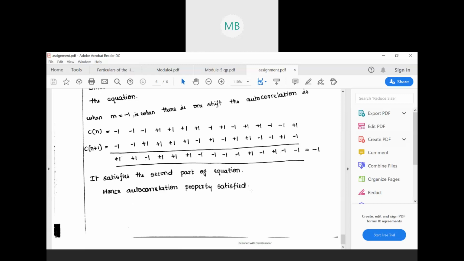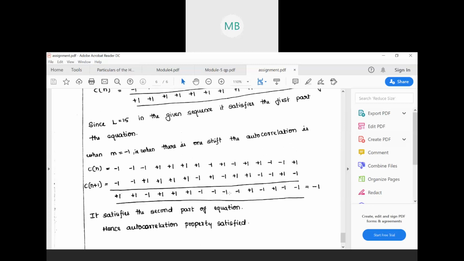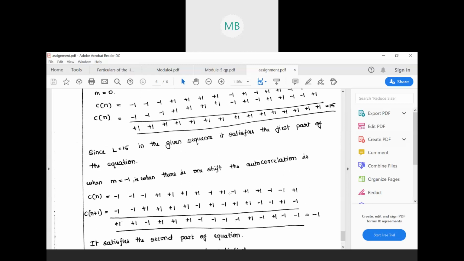Ananteshwar. No question? You understood it? Yes. Okay, fine.